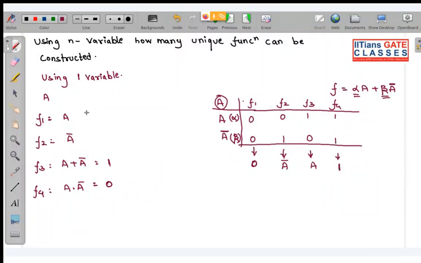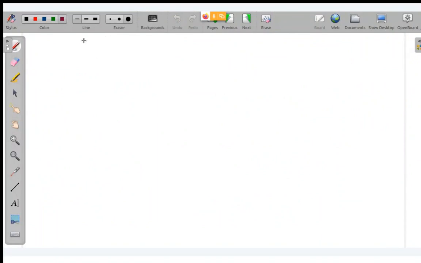So you can see I got all the 4 functions that we were getting using this haphazard method. Okay, so this is the tabular representation. Now here for one variable, for one variable, I have 4 functions. I cannot still generalize this. Now, let us calculate for 2 variables.